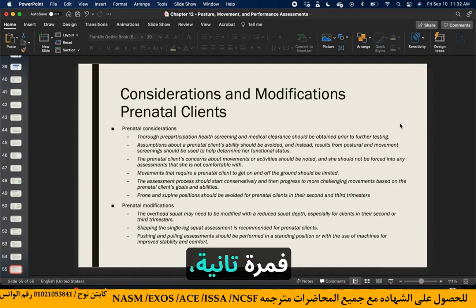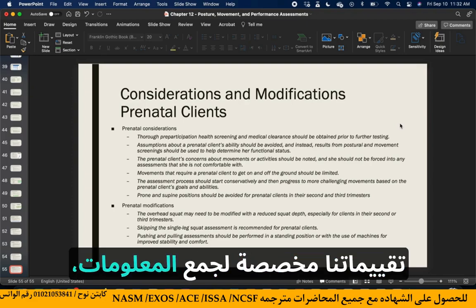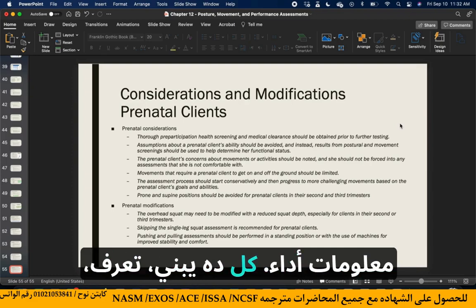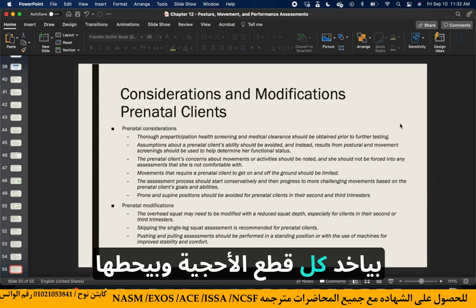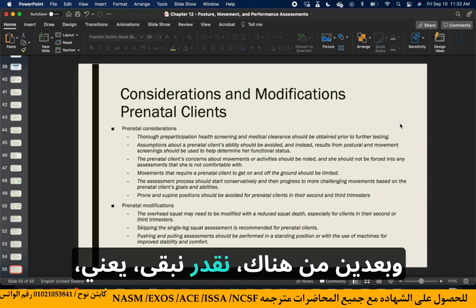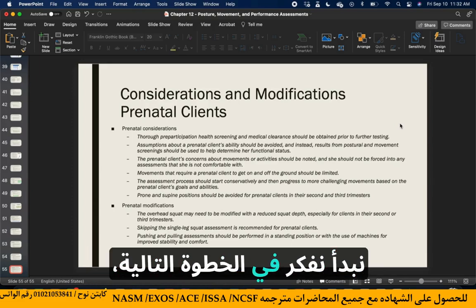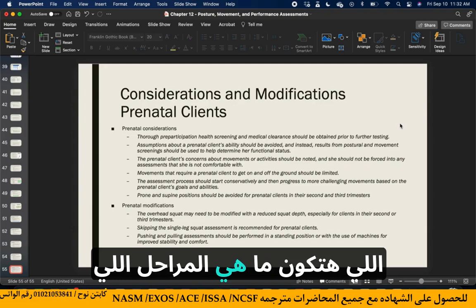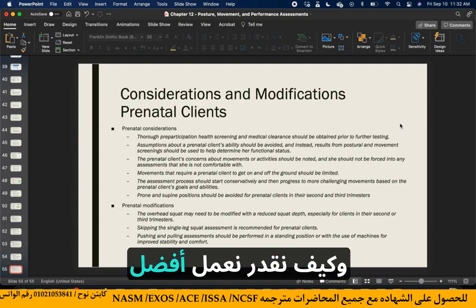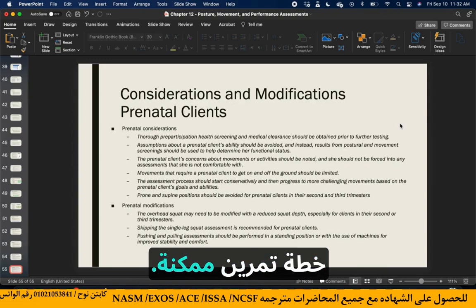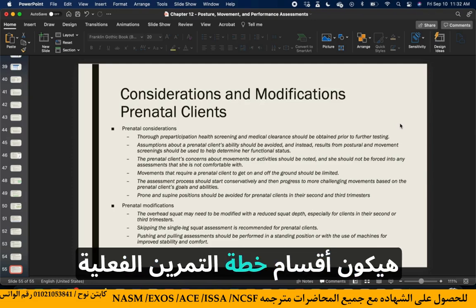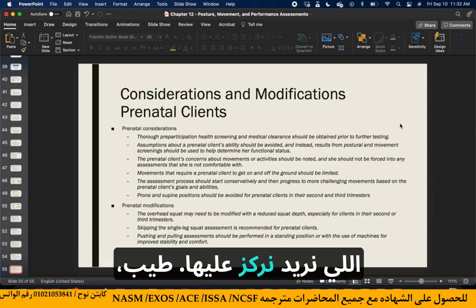Our assessments are meant for getting info, whether it's generic information or performance information. All of this takes those puzzle pieces and puts them into one beautiful picture. From there, we can start thinking about the next step, which is the phases we want to pay attention to for our exercise, and how we can make the best exercise plan possible. Everything moving forward from here is going to be the sections of the actual workout plan that we want to focus on.